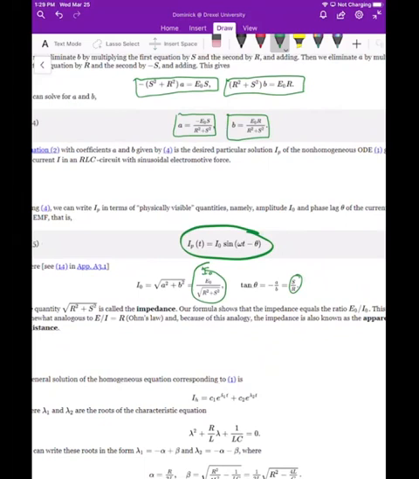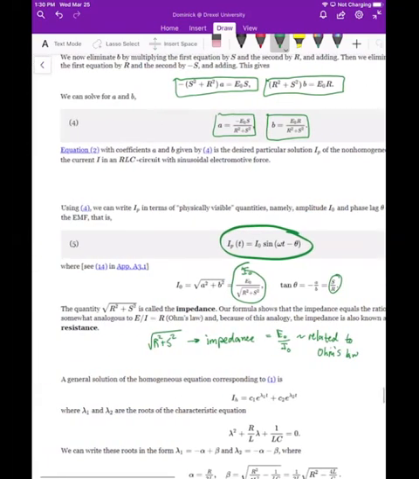Right, now the square root of R squared plus S squared is called the impedance. And this is also equal to the ratio E0 over I0. Right, and this is sort of related to Ohm's law. And because of that, we can sometimes also call this, I believe it's the apparent resistance.